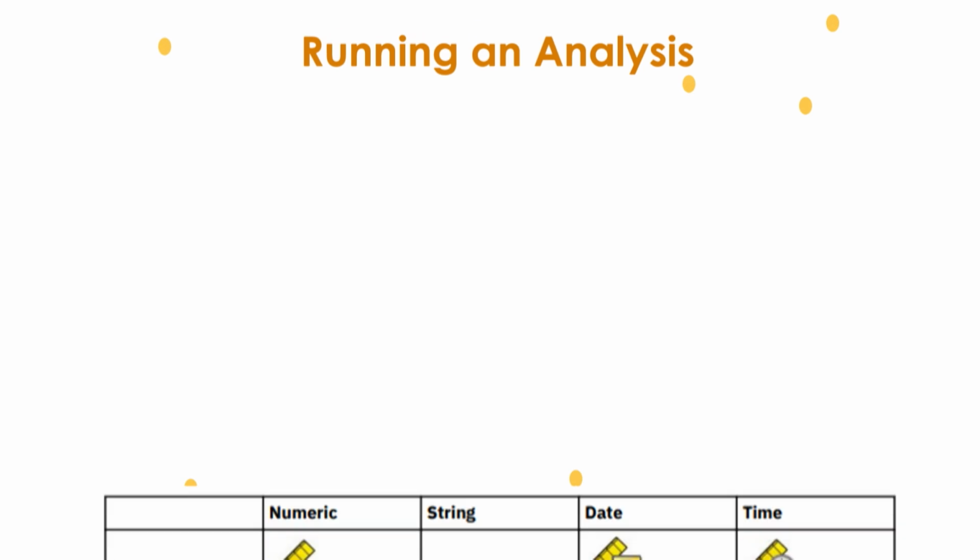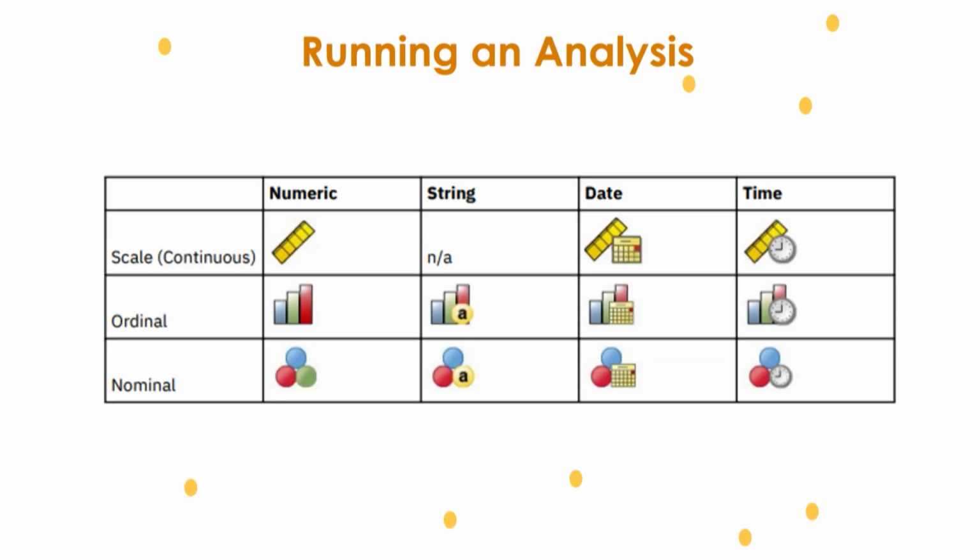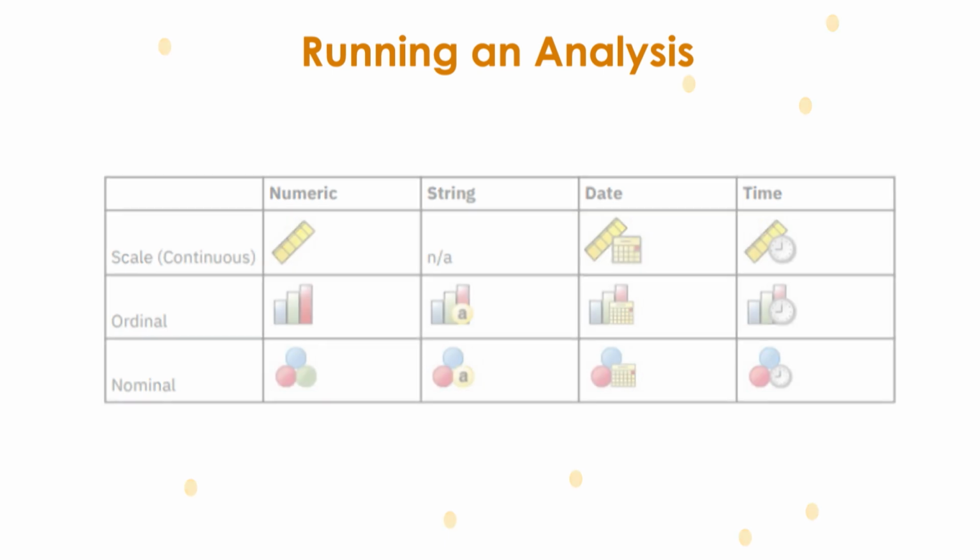Let us discuss how to run an analysis. In that, we have three parts: scale, ordinal and nominal. Scale is nothing but continuous data, and ordinal is where we can order the data, that is, first rank, second rank and third rank, like good, better, best. Nominal is the opposite of ordinal; we can't order it, just like gender, male, female, urban, rural. In that we have different types like numeric, string, date and time.